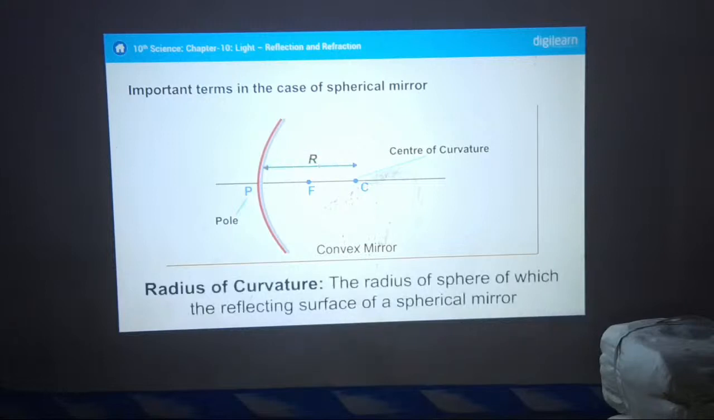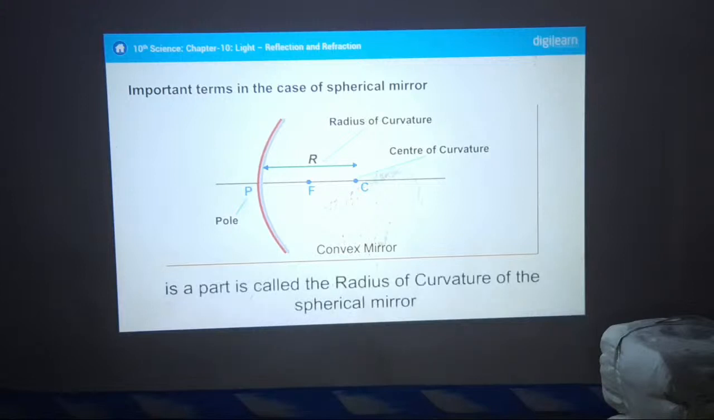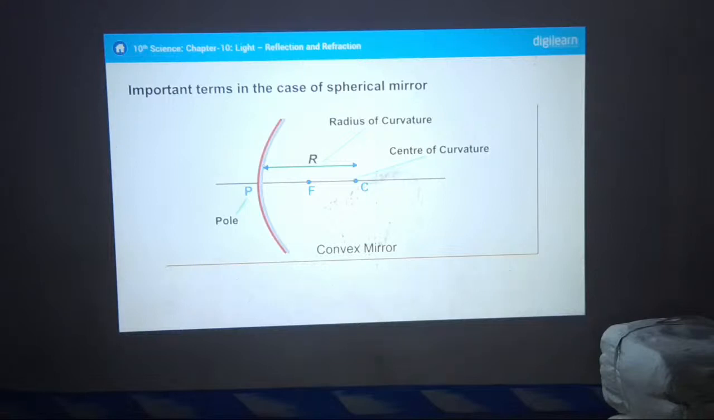Radius of curvature. The radius of sphere of which the reflecting surface of a spherical mirror is a part, is called the radius of curvature of the spherical mirror. The radius of curvature of a spherical mirror is denoted by letter R. Similar to center of curvature, radius of curvature lies in front of concave mirror and lies behind the convex mirror and is not a part of the mirror as it lies outside the mirror.